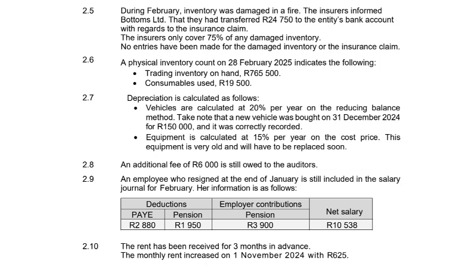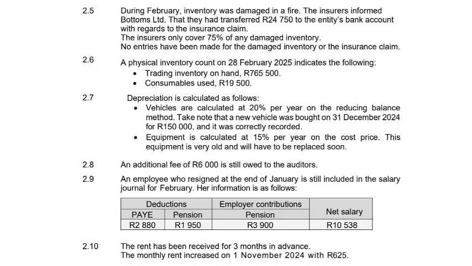2.8. An additional fee of 6,000 Rand is still owed to the auditors. 2.9. An employee who resigned at the end of January is still included in the salary journal for February. Her information is as follows. Deductions: pay as you earn, 2,880 Rand. Pension, 1,950 Rand. Employer's contribution, pension, 3,900. Net salary, 10,538 Rand.